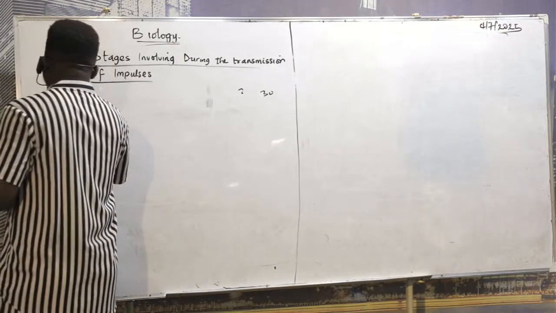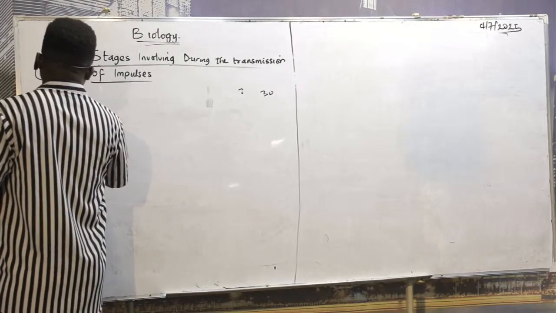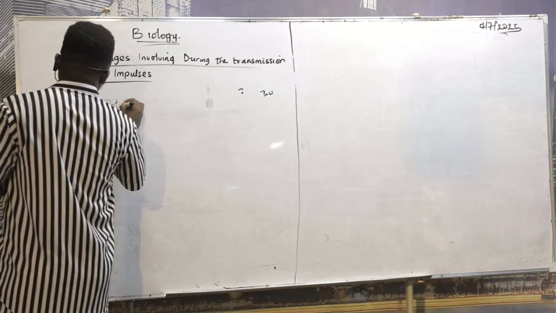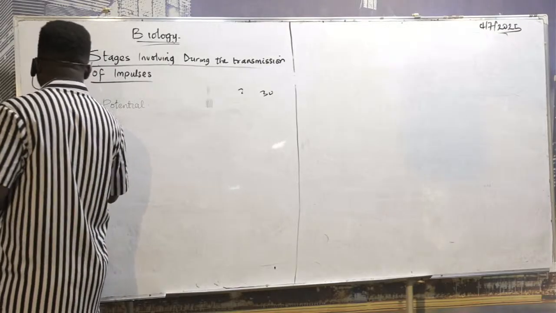The next part: stages involved during the transmission of impulses. The first one, just be writing. It will be on the board. I'm coming.